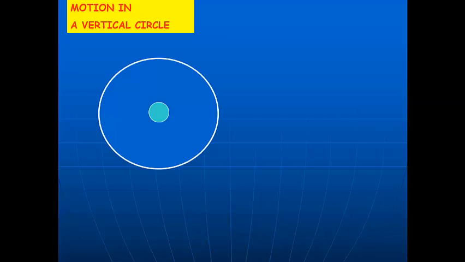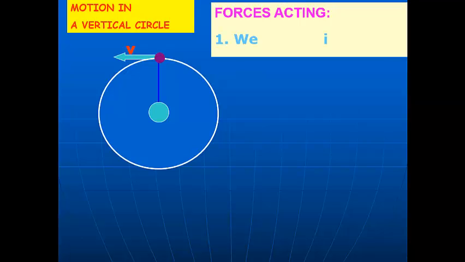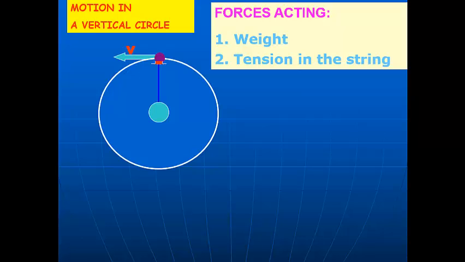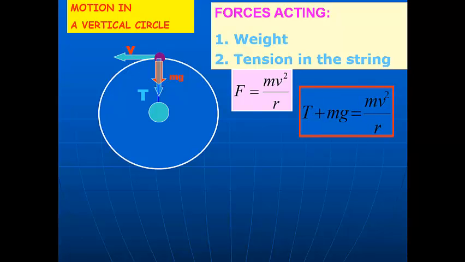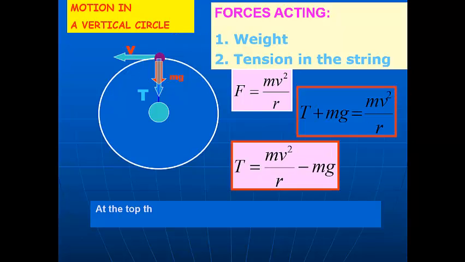What happens now at the top of the circle? Let's have a look. The forces acting at the top of the circle are both again the weight and the tension in the string. But the tension in the string is now in the same direction as the weight. So when we add up all our forces, we get the tension plus the weight has to be equal to the centripetal force.